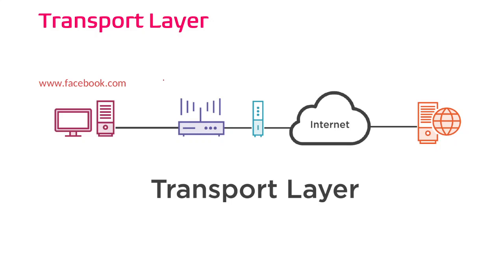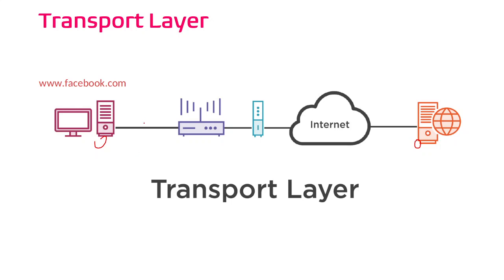So, what is transport layer? It is the fourth layer of the OSI model, which is responsible for communicating from one system, opening a process in one system, and communicating with the other system on the other process. So that is the responsibility of the transport layer.